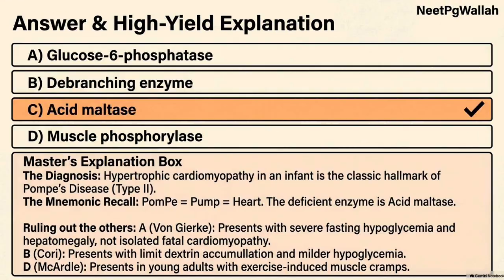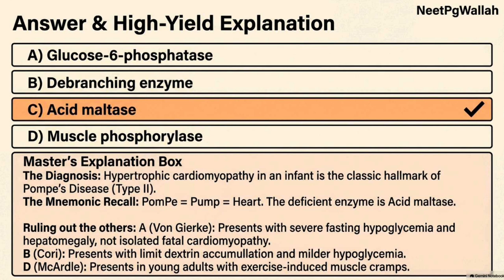And the answer is C, acid maltase. Fantastic job if you nailed that. So the crucial point here is exactly what we covered. Hypertrophic cardiomyopathy in an infant is the absolute classic hallmark of Pompe's disease, type 2. Our mnemonic recall was Pompe equals pump equals heart, linking directly to the acid maltase enzyme.